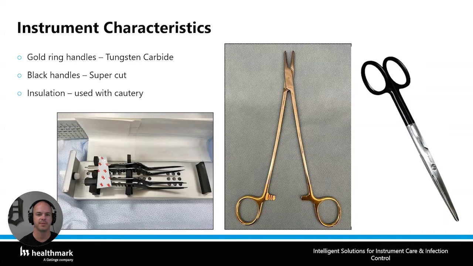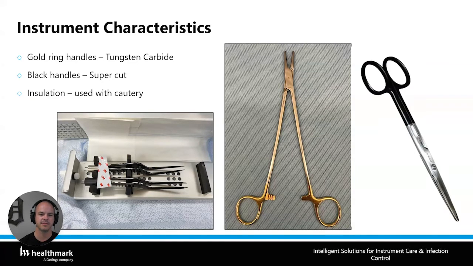One thing to keep in mind with the gold ring handle or black handle is that over time and over use, those characteristics like the gold or the black can wear off just by normal wear and tear. That doesn't mean that the characteristic of it having tungsten carbide isn't still there, right? So the idea is that it still would have a tungsten carbide insert. The gold is really meant to just be a visual identifier of that type of instrument.